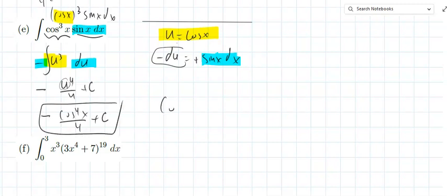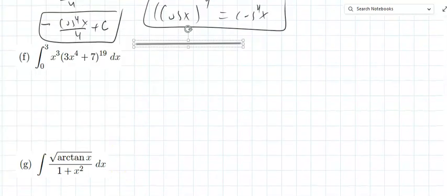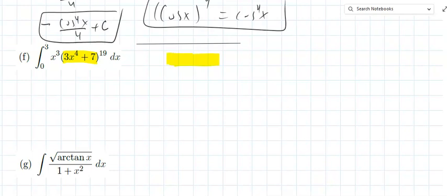Whether you say the cosine of x to the fourth or the cosine to the fourth of x, you're saying the same thing. For those of you that are not very familiar with trig, there it is. We get to part F. We follow the same trend. The inside of a power function, we let u equal that.